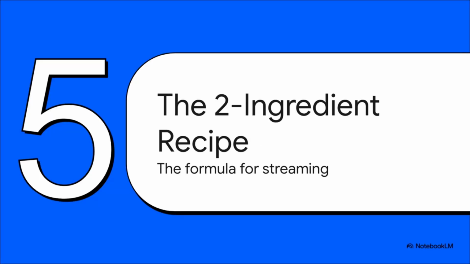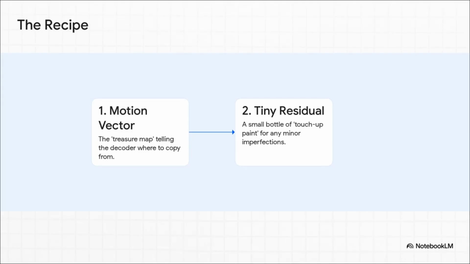And that brings us to the grand finale, where we can finally put all the pieces together. This whole complicated-sounding process can actually be boiled down to a dead simple 2-ingredient recipe that powers pretty much every video you've ever watched online. So, what's the recipe for almost every piece of a streaming video? It's just 2 things. First, you have a motion vector. That's our treasure map, telling your device where to copy from. And second, you have a tiny residual. Think of it as a little bottle of digital touch-up paint to fix any tiny imperfections in the copy. And that's it. That is the whole trick.